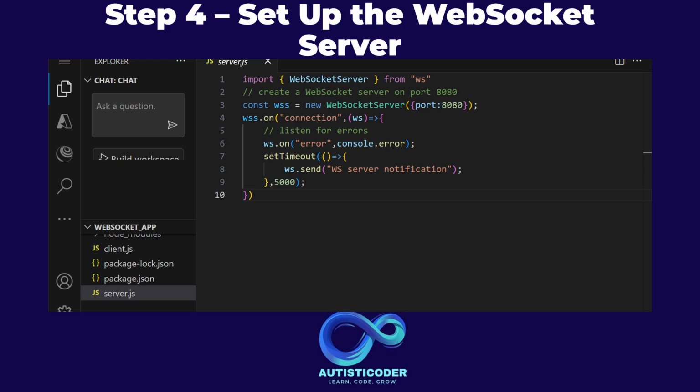The next step is setting up the server. In a new file called server.js, import the WebSocket server class from ws, start a WebSocket server on a port like 8080, and write a handler to manage client connections. Save this file in the project folder.